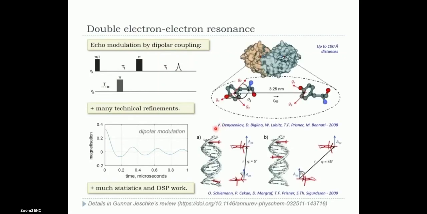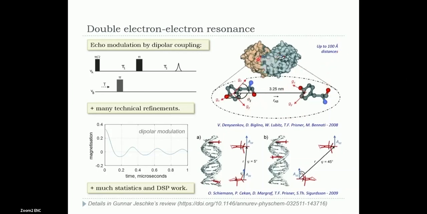This is super useful because electrons are, of course, 600 times more magnetic, and so distances can be measured all the way to about 100 angstroms on a good day. This is coherent, not relaxation, so it goes as 1 over r cubed as well.